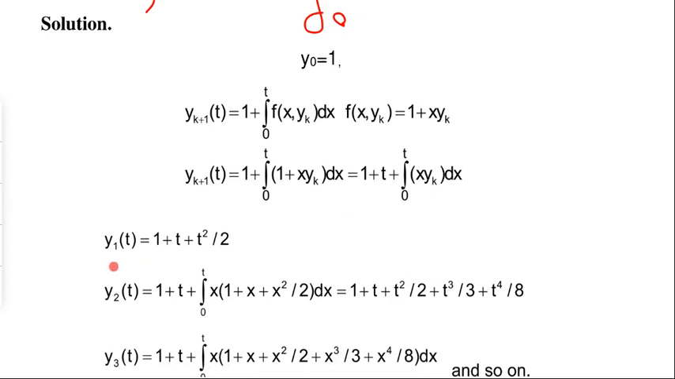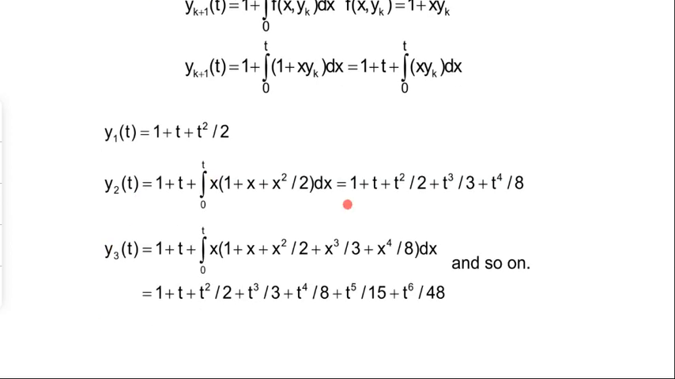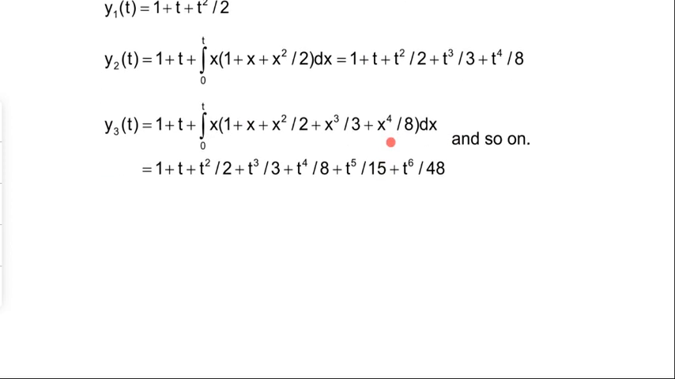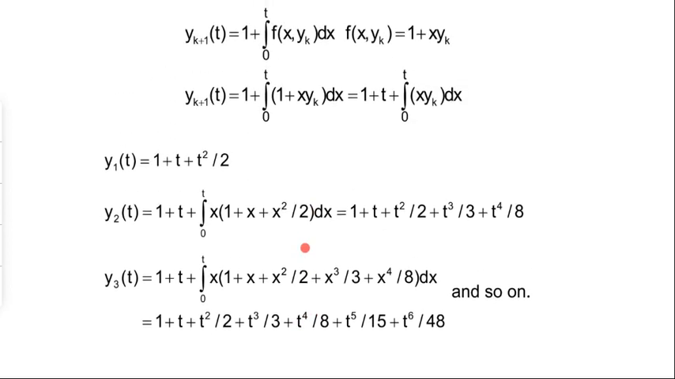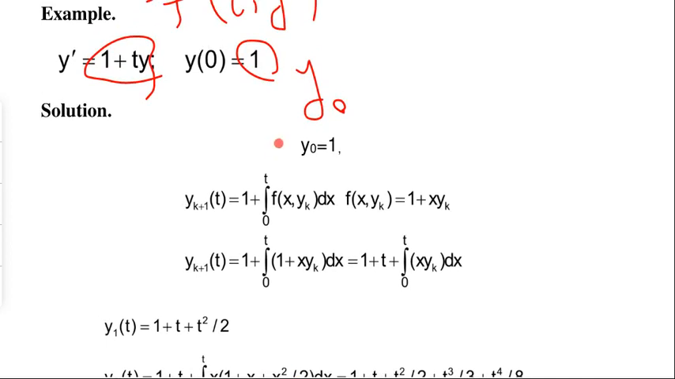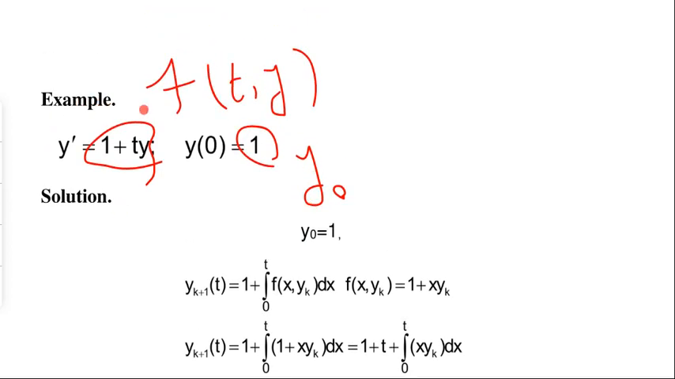So from y0 equals 1, substituting in this relation, we can obtain y1. Again, substituting y1 here, we can obtain y2. From y2, we can obtain y3, and so on. These will be some terms of the Picard approximation or Picard successive method for obtaining an approximate solution of this initial value problem.